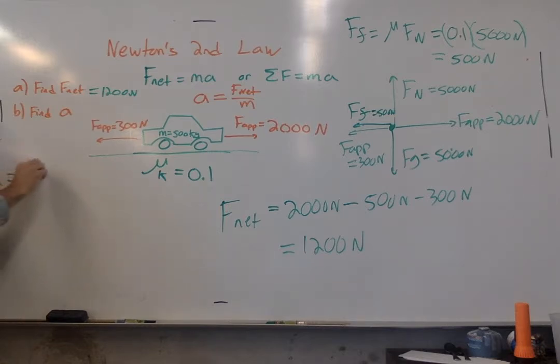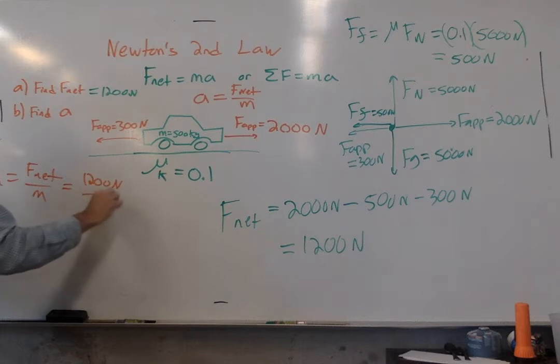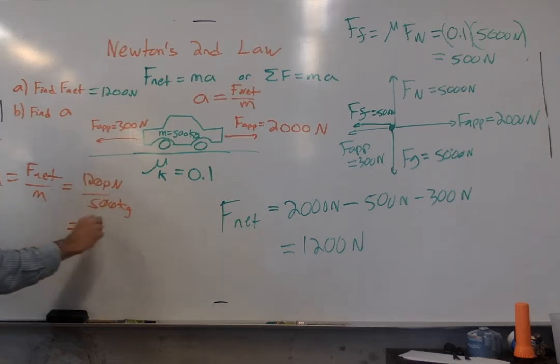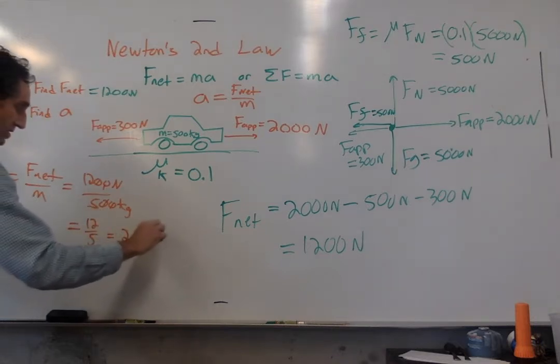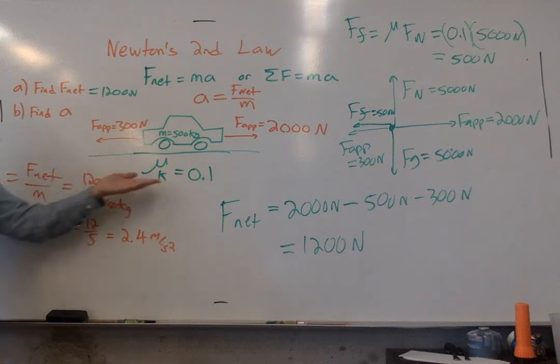Acceleration is net force divided by mass. My net force, 1,200 newtons, divided by my mass, 500 kilograms. So I believe that's going to give me, so I can get rid of those two zeros and those two zeros. So I get 12 fifths, which is the same thing as 2 and 2 fifths, 2.4 meters per second squared. I think that's right, 2.4 meters per second squared. So this is how we would work out something with a coefficient of friction.